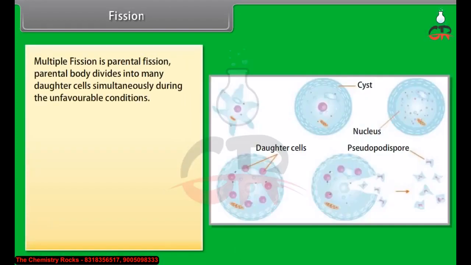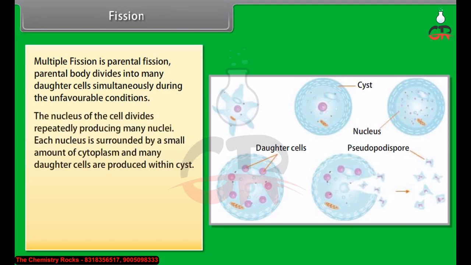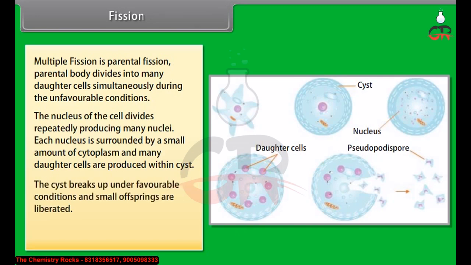Multiple fission is parental fission. The parental body divides into many daughter cells simultaneously during unfavorable conditions. The nucleus of the cell divides repeatedly, producing many nuclei. Each nucleus is surrounded by a small amount of cytoplasm, and many daughter cells are produced within a cyst. The cyst breaks up under favorable conditions, and small offspring are liberated. An example of multiple fission is the malaria parasite Plasmodium.